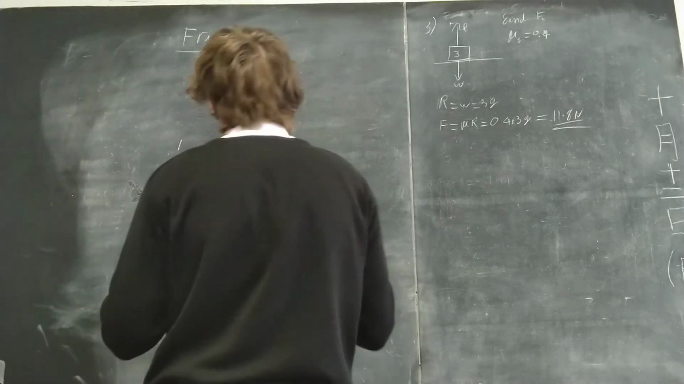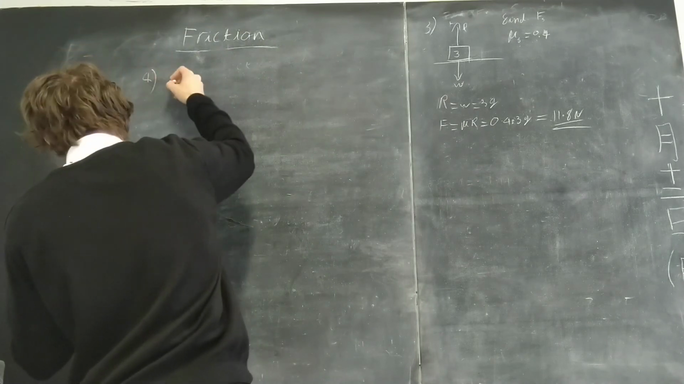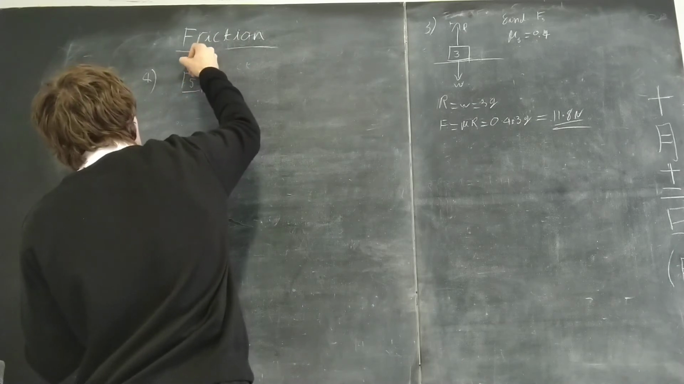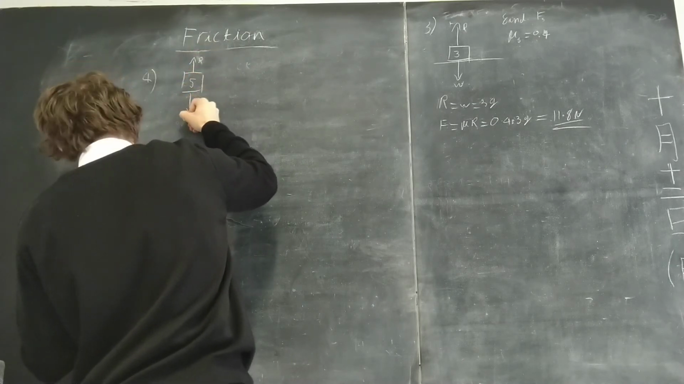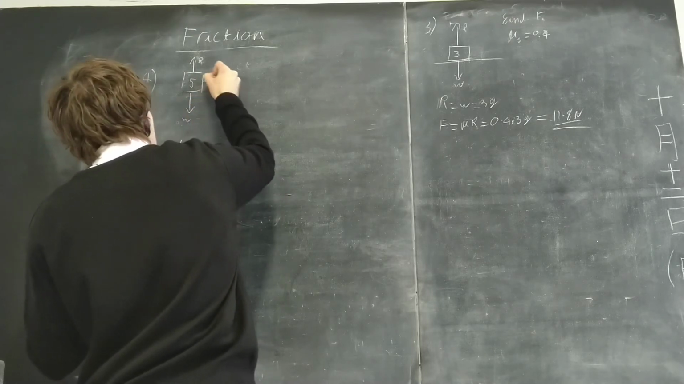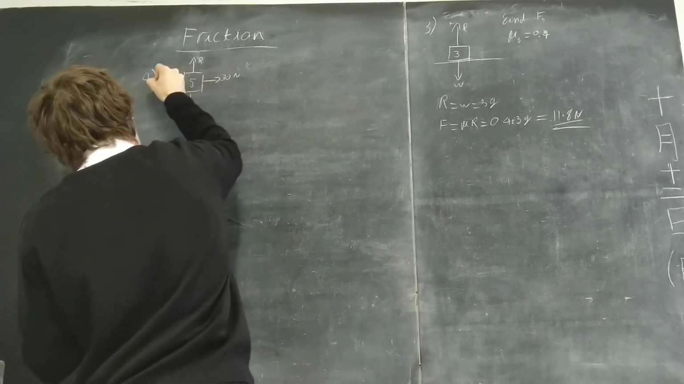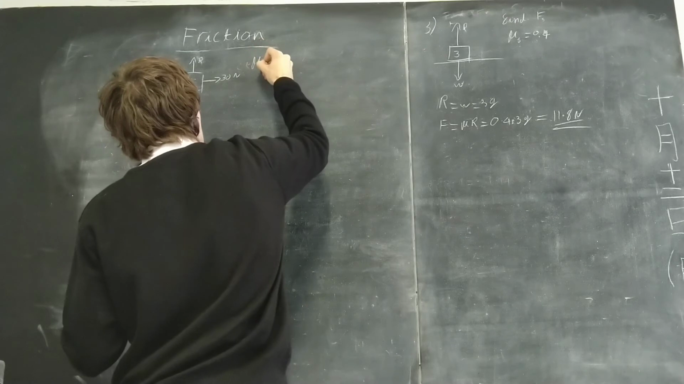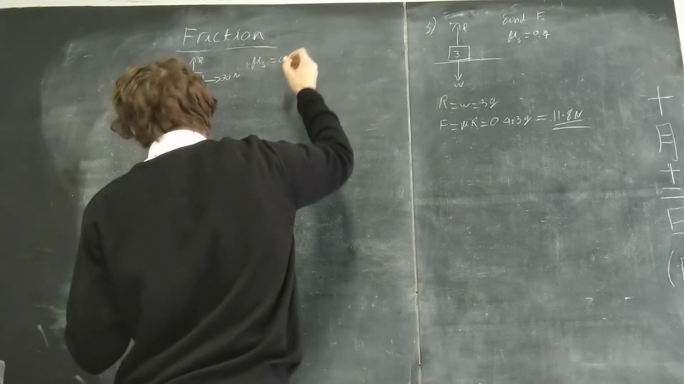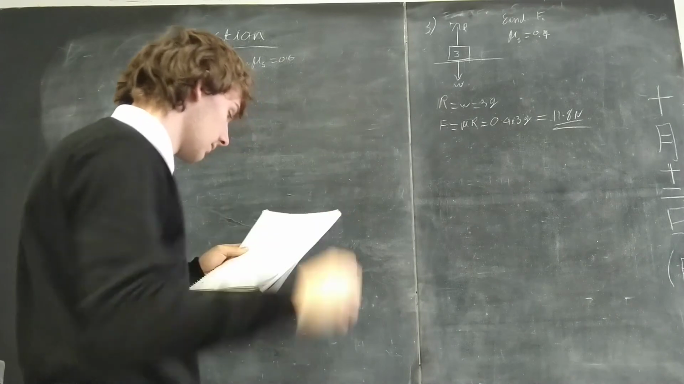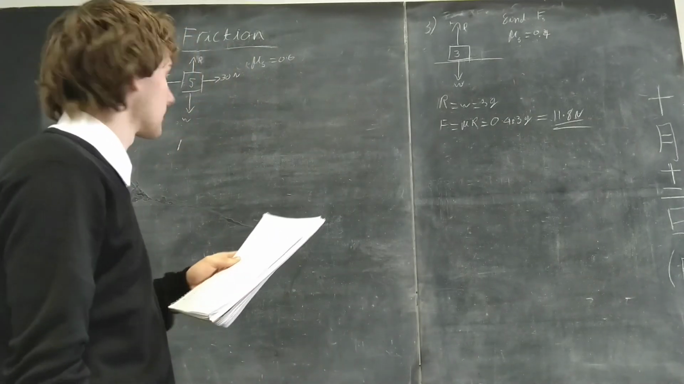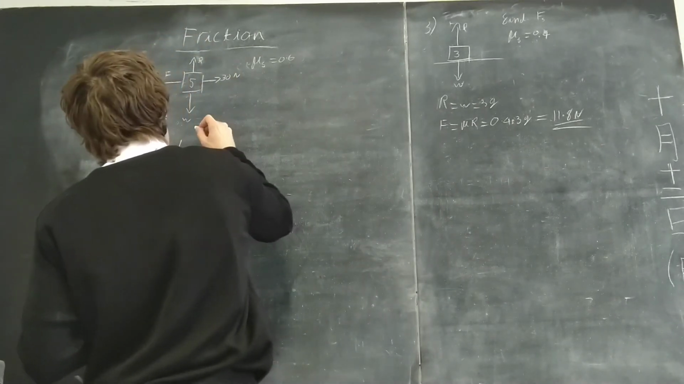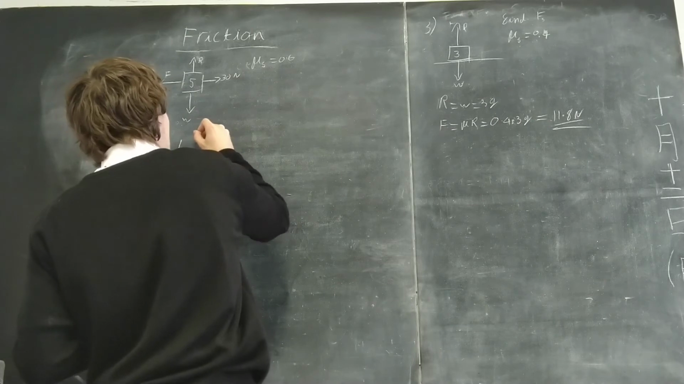So for this one we have a block, as usual, 5 kilograms. R. W. It's got 13 newtons being pulled on it, and we have friction. Was that say 30 newtons? 30 newtons getting pulled. Yes. Cool. So what the question asks is, is there motion?